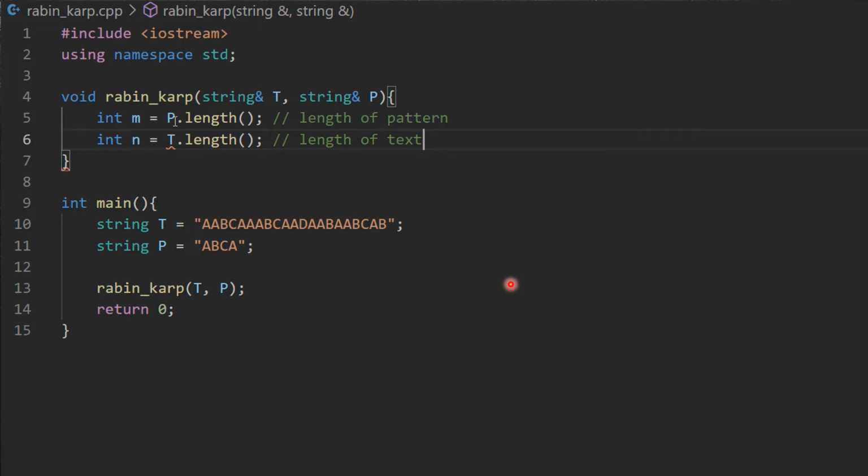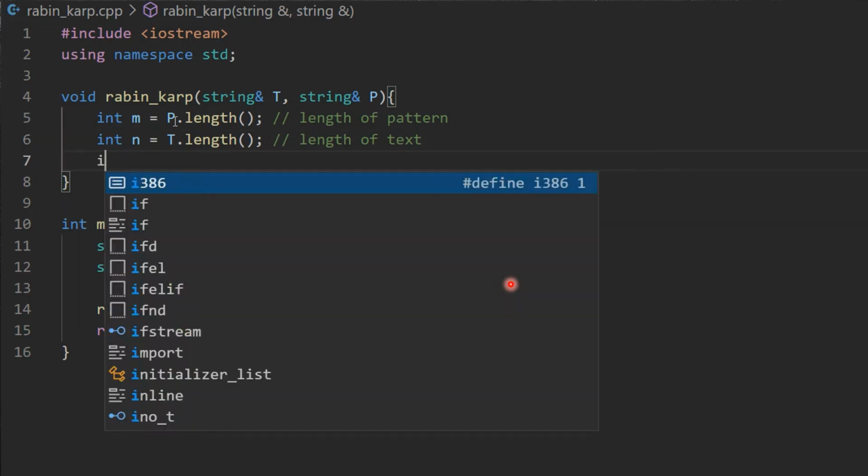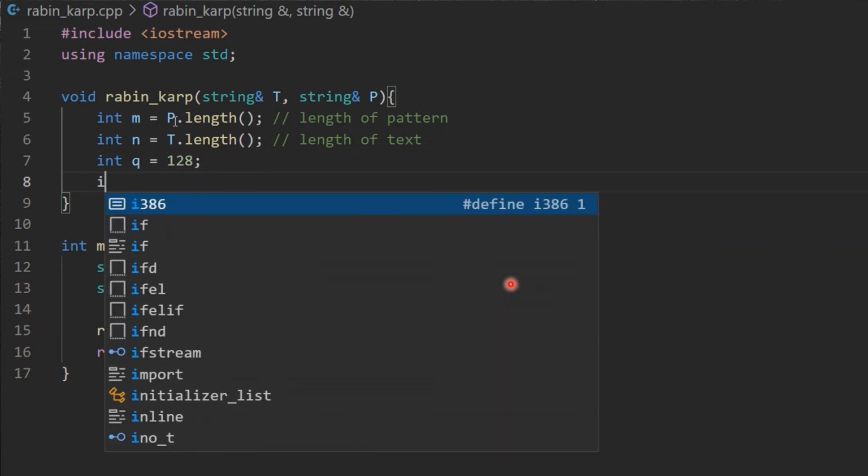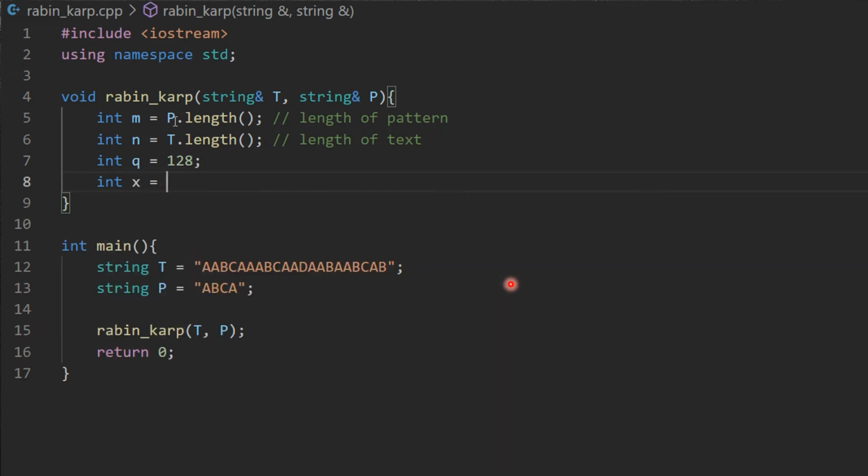So n is the length of text. Then q is the value we were talking about, modulo, whatever we were taking modulo. And then we had one multiplier, if you remember. So we will take some prime value. Let's take a small value for simplicity, for easy calculations. If we need to verify, we can verify manually also.